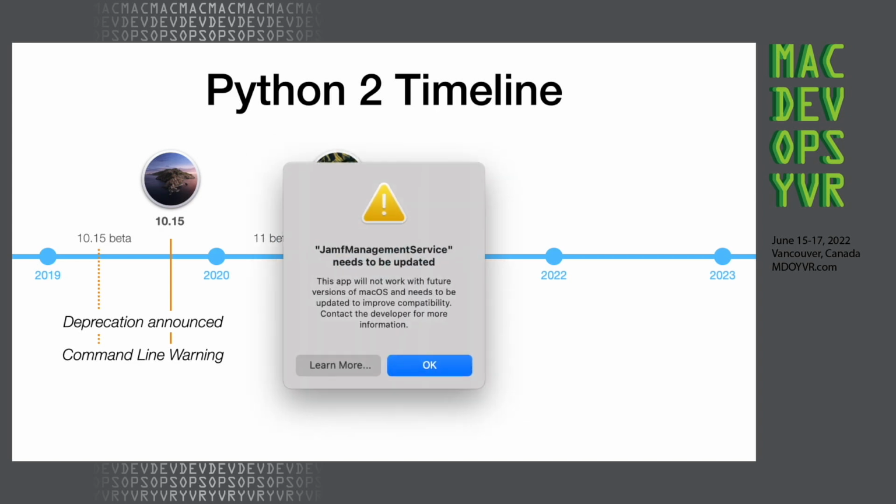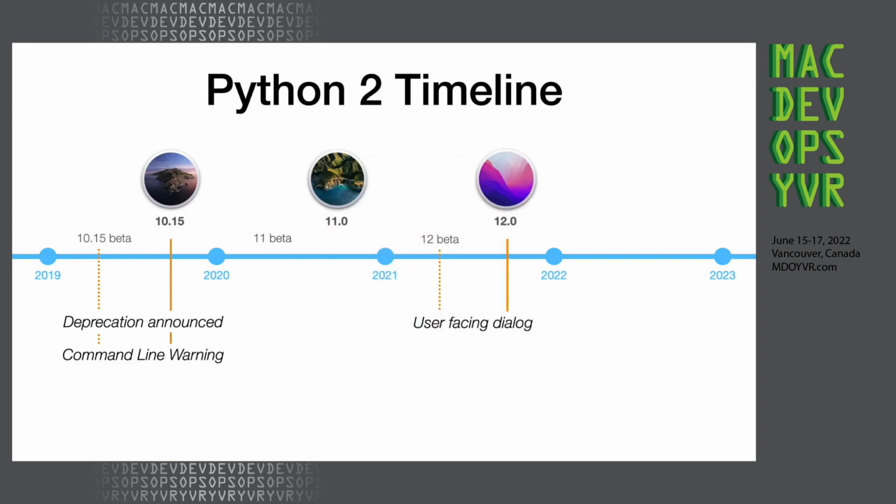Then nothing much happened in Big Sur until in the 12 beta, we got this dialog. Every time you invoked, or a process invoked, even an app invoked Python 2 in the background, there was a user-facing dialog saying, you really need to update this, this will break. And hopefully that guilted and shamed the developers into fixing it, because, somewhat surprisingly, in a mid-year update, in 12.3 in the beta, the runtime for Python 2 was removed completely. And in the release, it was gone.